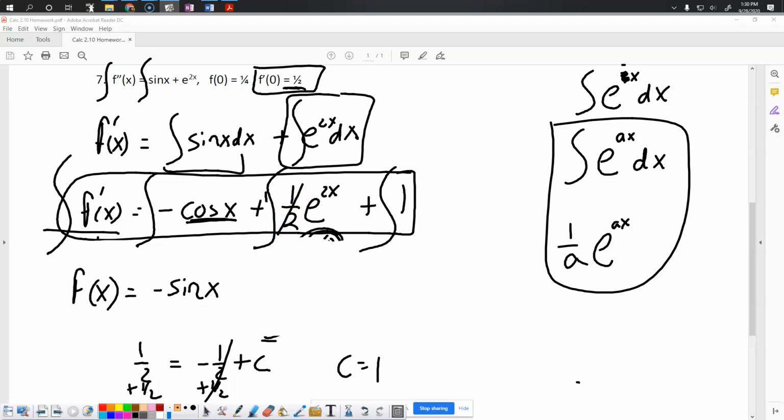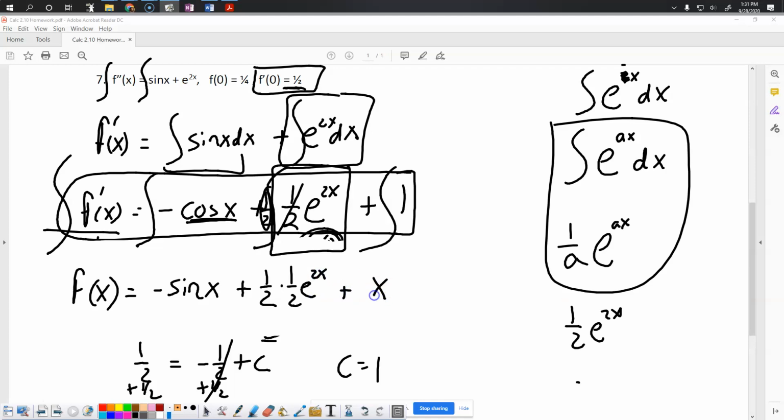Now check this out. I'm going to take this half out and move it to the front, right? Now let's use that shortcut I shared with you. If I wanted to integrate e to the 2x, it's just going to end up being that again, right? But I have a half in front already, so now I'm going to have two halves. I've got a half from the first time I did it, and now that I've integrated again, I get another half. And then, of course, the integral of 1 is x. Don't forget your c.